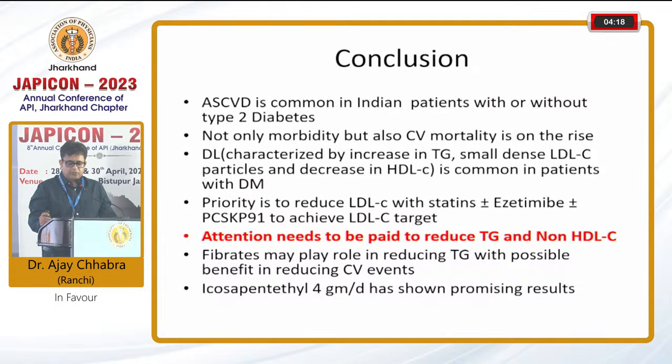Not only morbidity, but also CV mortality is on the rise. Diabetic dyslipidemia is common in patients with diabetes. Priority is to reduce LDL with statins plus ezetimibe or PCSK9 inhibitors or fenofibrate. Attention needs to be paid to reduce TG and non-HDL cholesterol. Fibrates may play a role in reducing TG with possible benefits in reducing CV events. ICP 4 gram per day has shown promising results. These are the drugs which we are using right now, and we should treat high triglycerides because that's going to give benefit to your patients.